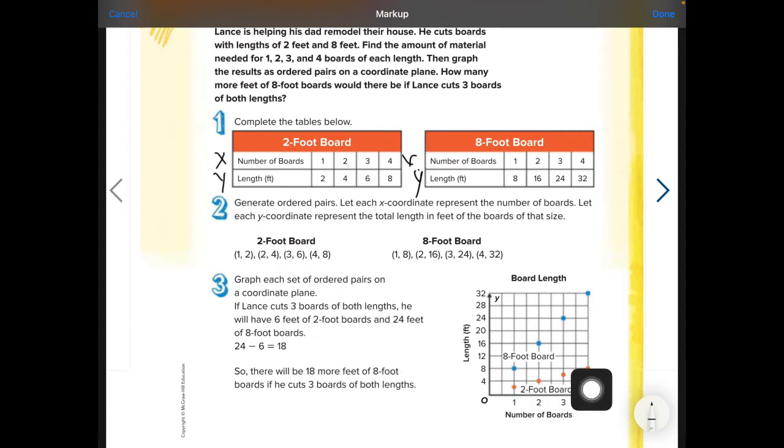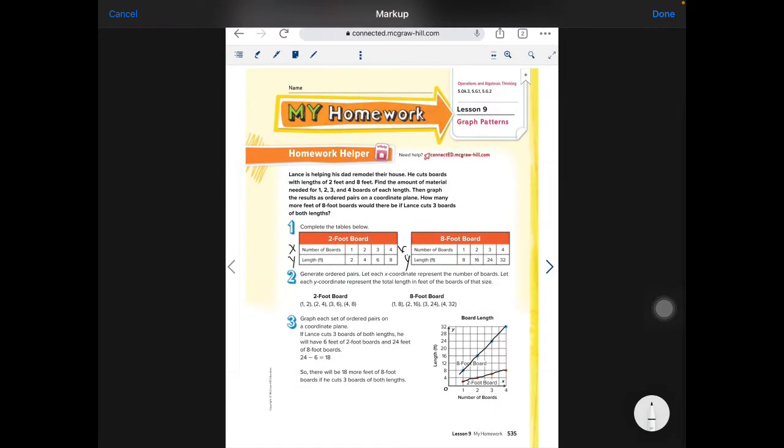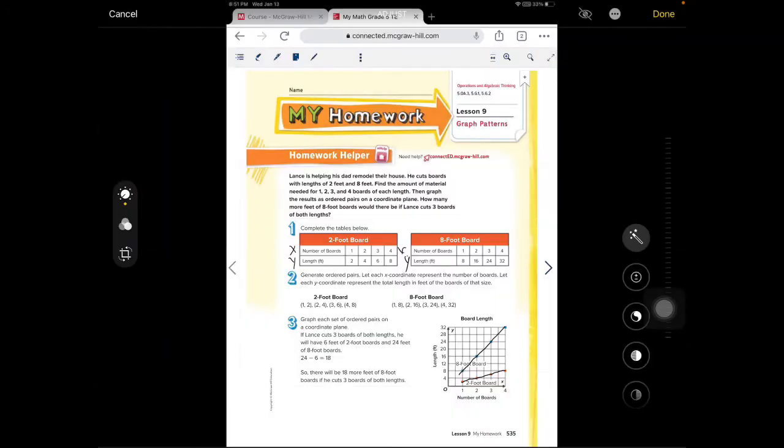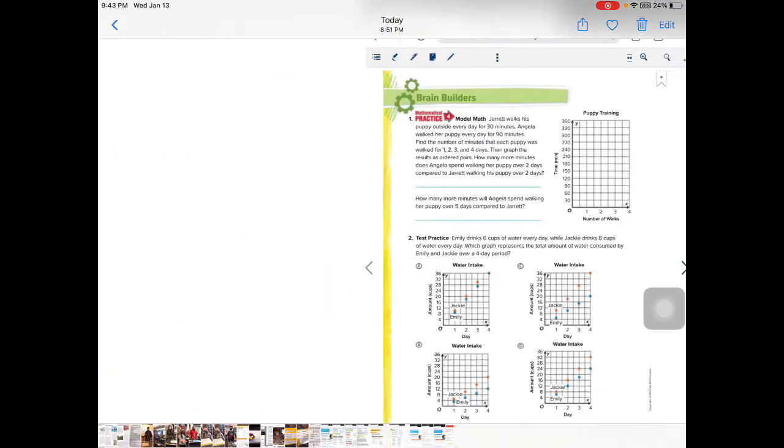Then we can mark it. The 2-foot boards in orange, the 8-foot boards in blue. The only thing I would do different is probably connect the dots because I like to be able to see where the dots are going. Okay. That is what we're doing on the next page. Please turn the page over.